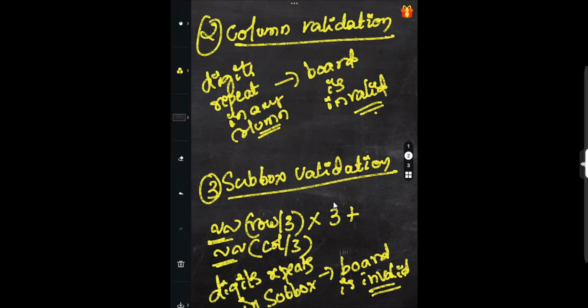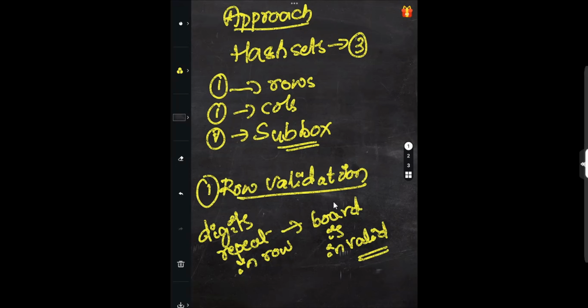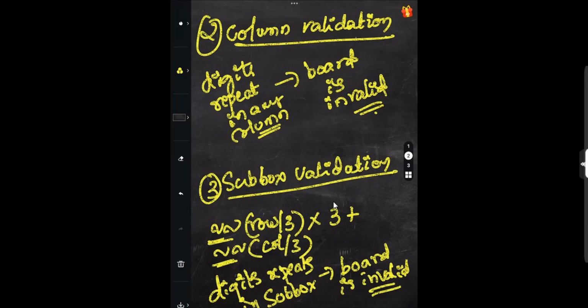Now we have discussed here, we will be making use of the 3 hash sets. One is for rows, one is for columns, and one is for the sub box. Here for the row validation, if digits repeat in row, then the board is invalid. If digits repeat in any column, board is invalid. For the sub box we will be going with this formula, and if the digits repeat in sub box, then the board is invalid. These 3 things we have to keep in mind.